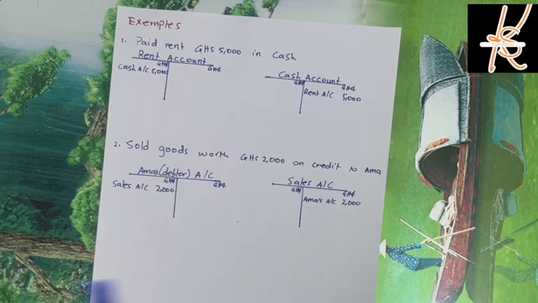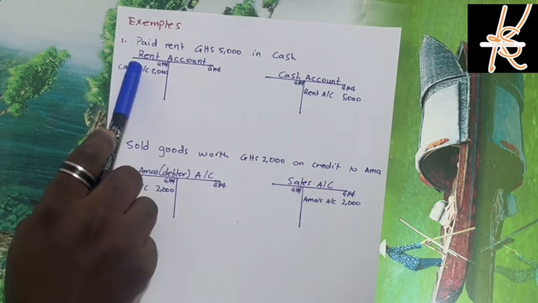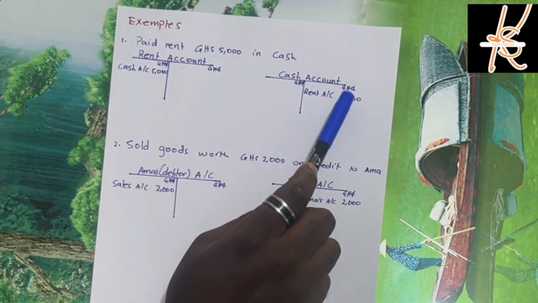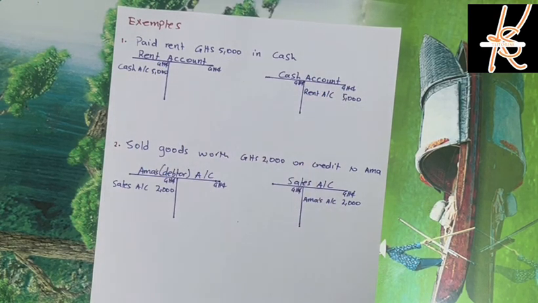Okay, so we paid rent. Rent is what? An expense. Cash is an asset. What do we do to our rent? Our rent expense has increased, so meaning we are going to debit it. And then we paid with cash, so our cash has decreased. Do we get it?